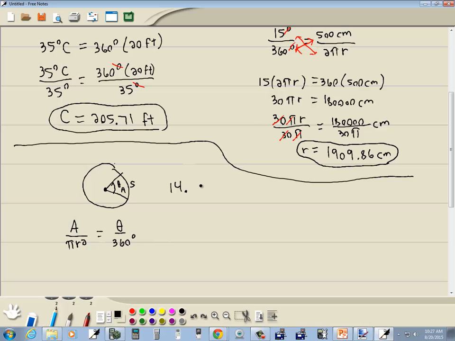So number 14 tells us R is equal to 20 centimeters. And, oops, let's try it again. Theta is 42 degrees.